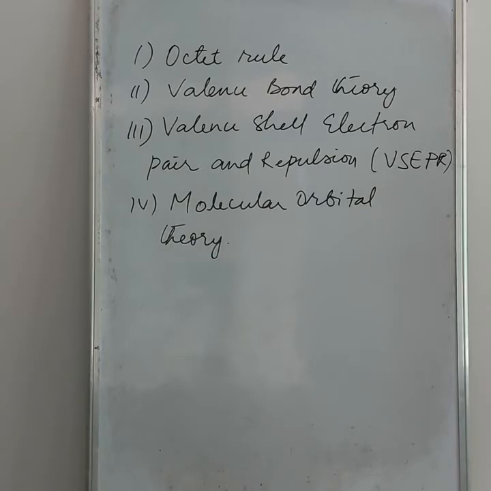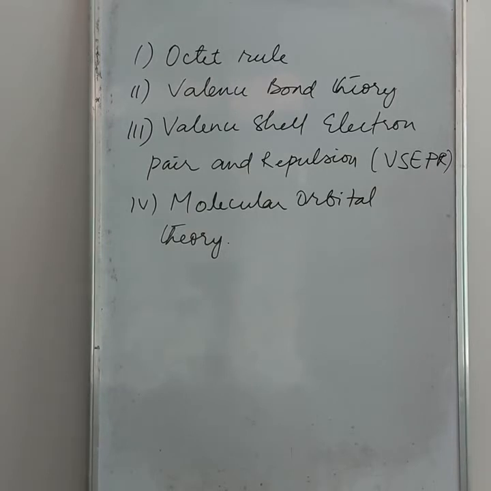What do we mean by the octet rule? There is a tendency in each atom. Of course, we know that atoms don't exist independently. They combine with other atoms and form molecules, and they exist in that way. But each atom tends to be fully filled, with 8 electrons in the outermost shell, and that is known as the Lewis octet theory or Lewis octet rule.